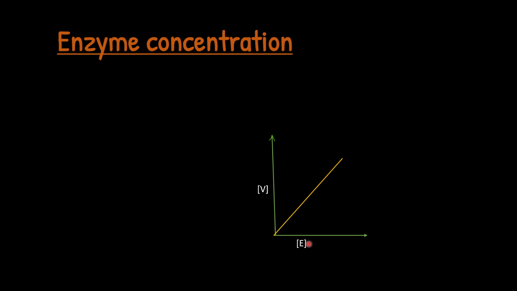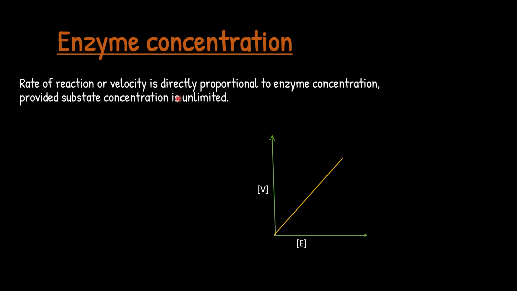As the enzyme concentration increases, the velocity also increases. That is, they are directly proportional. The rate of reaction or velocity is directly proportional to the enzyme concentration, provided the substrate concentration is unlimited.